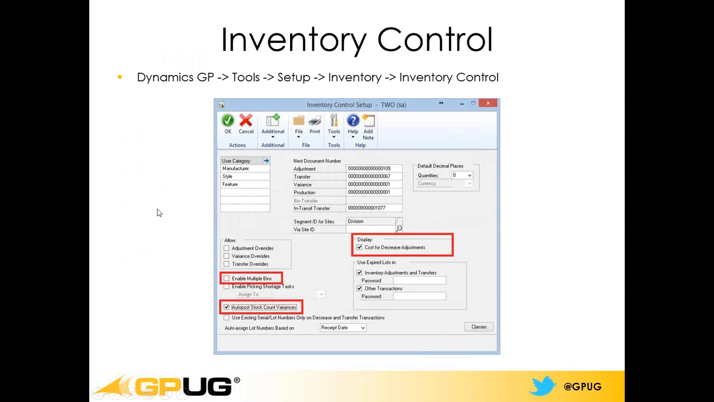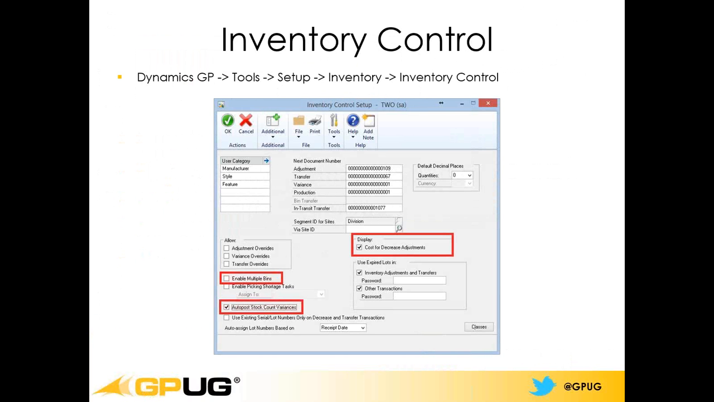So within our inventory control, which can be found under Tools, Setup, Inventory, Inventory Control, there's three real settings that can affect what your count looks like. The first is multiple bins. So that one's pretty straightforward. If you have multiple bins enabled, you're going to have to select bins throughout your count process. You're going to have to record your inventory against the individual bins.